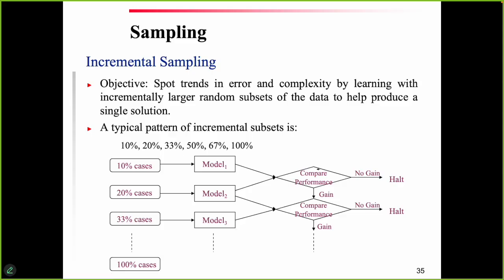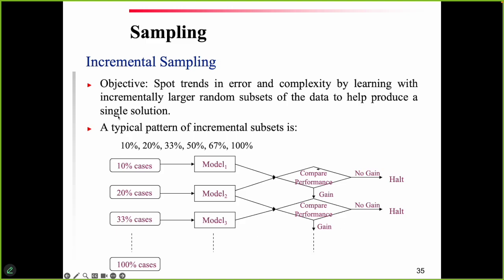And incremental sampling, as I mentioned before, is where we gradually try to increase the sample size. For example, you train your model using 10% of the data, then you train another model using 20%, and so on. When you increase from 10% to 20%, at this point you have to compare the performance. If performance improves a lot, then we keep going. But if not, then you just halt the operation.